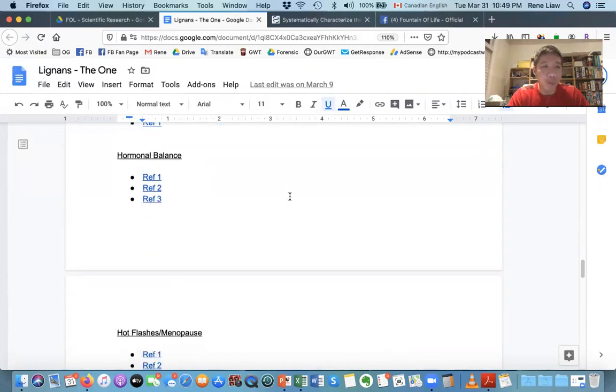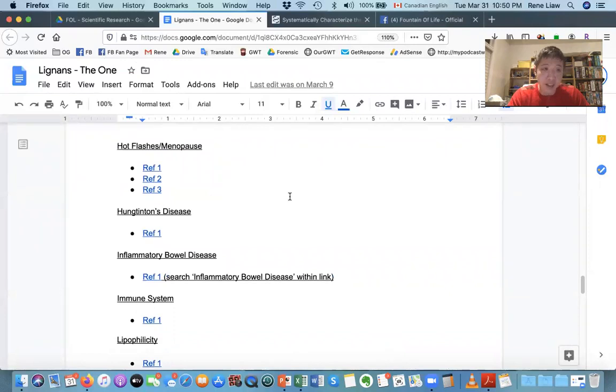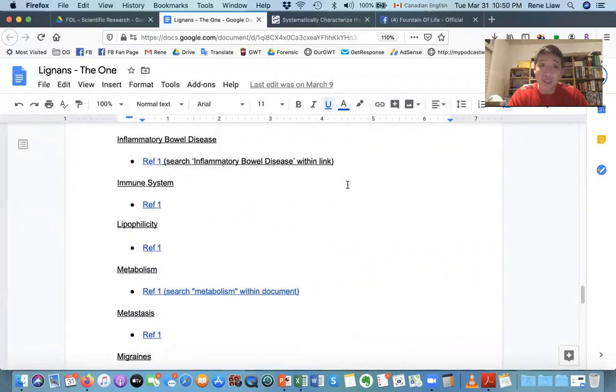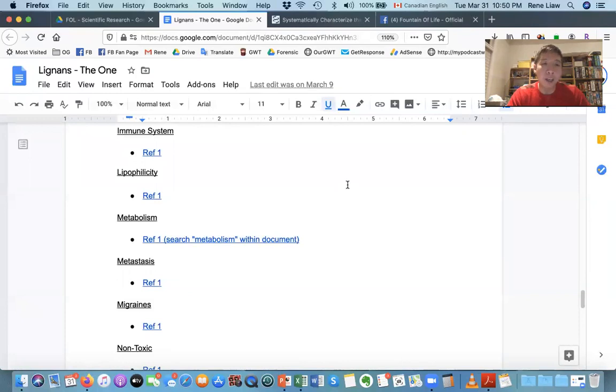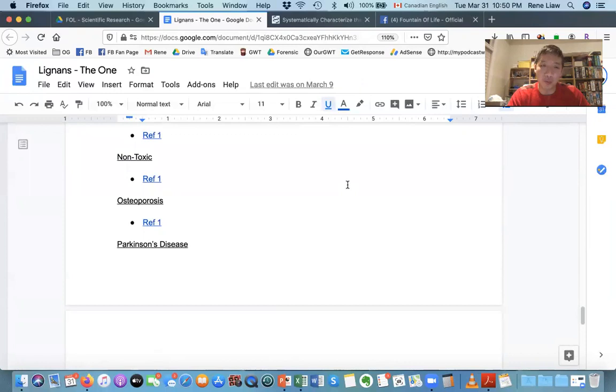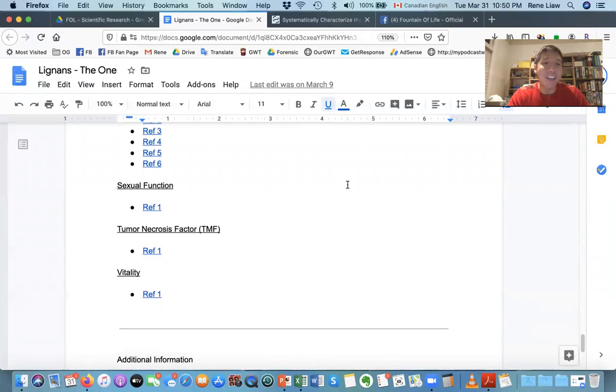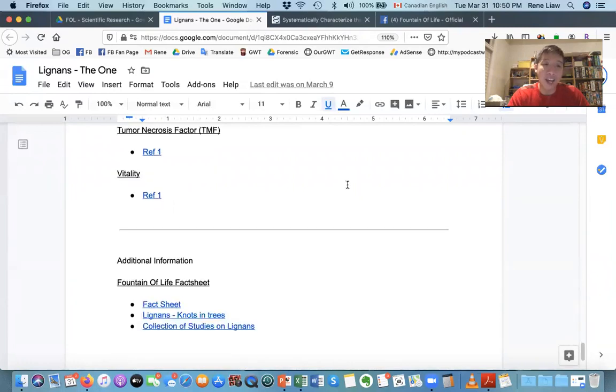Hair growth, hormonal balance, hot flashes and menopause, Huntington's disease, inflammatory bowel disease, immune system. Another word here, lipophilicity. I think it's what turns out like being able to burn the fat in your body, metabolism, metastasis, migraines, non-toxic, osteoporosis, Parkinson's disease, prostate, sexual function, yes, you heard that correctly, TMF, and of course, vitality.